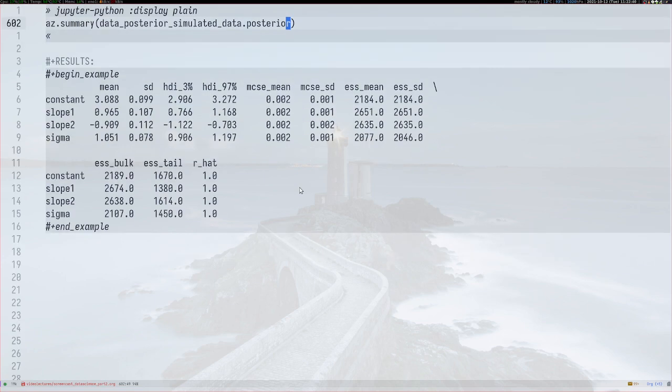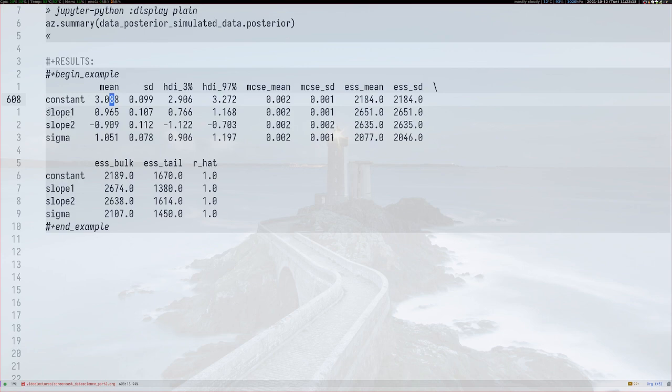I'm not going to be explaining all the columns here, but I'm going to be looking at the ones that are most important at the moment. The first column is the mean of our posterior distribution. On average, the constant according to the model is around 3.1, because it's an 8 over here. And of course we know from our simulated data the real value was actually 3. So the mean of our posterior distribution for the constant is quite close to what it actually was when we generated our data.